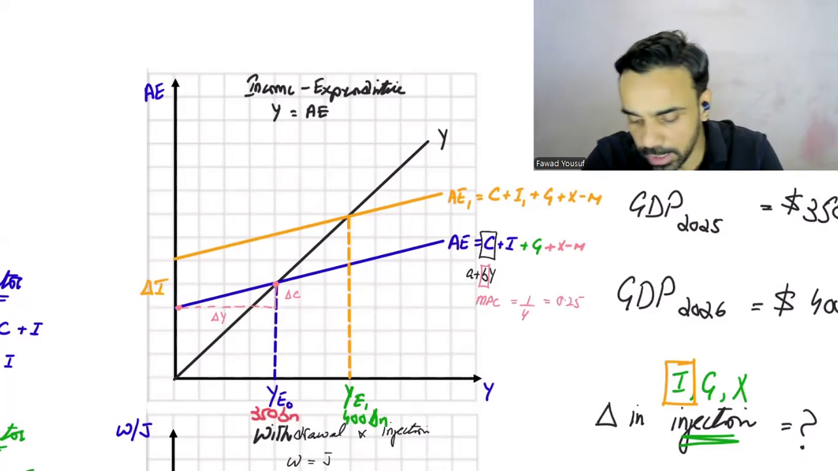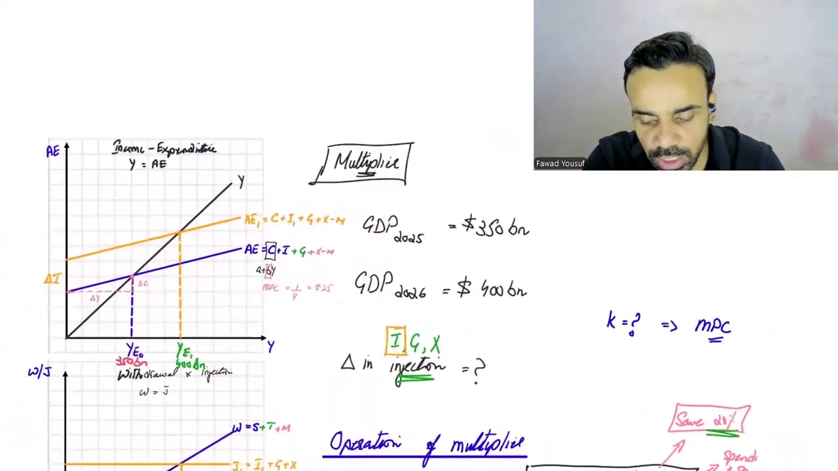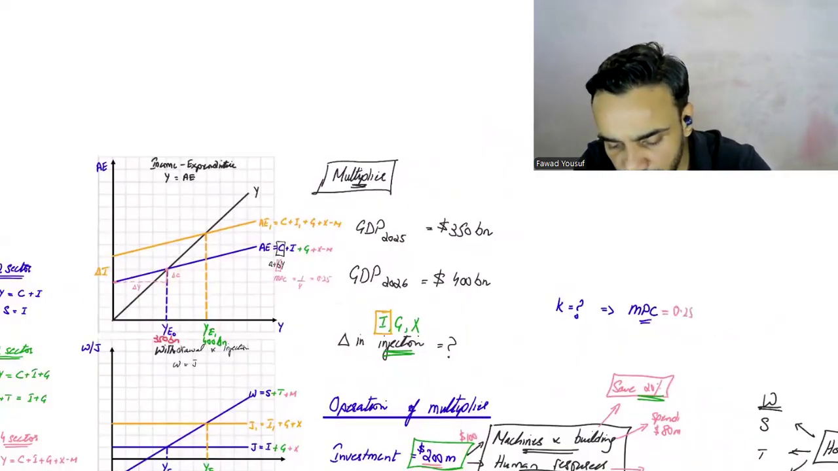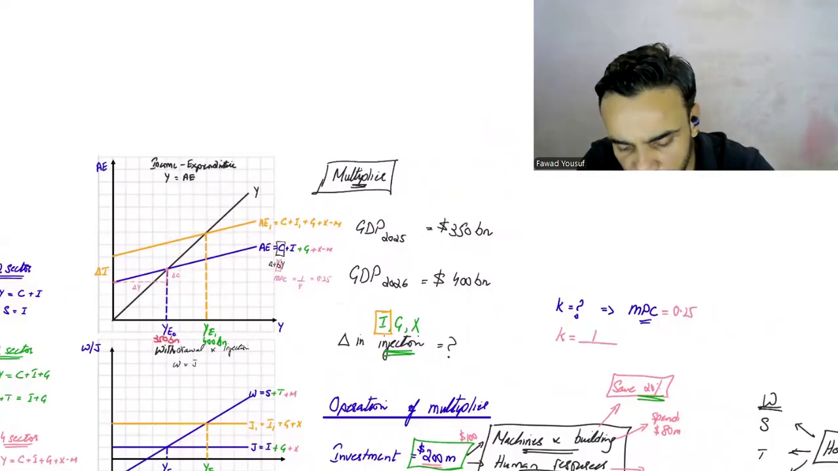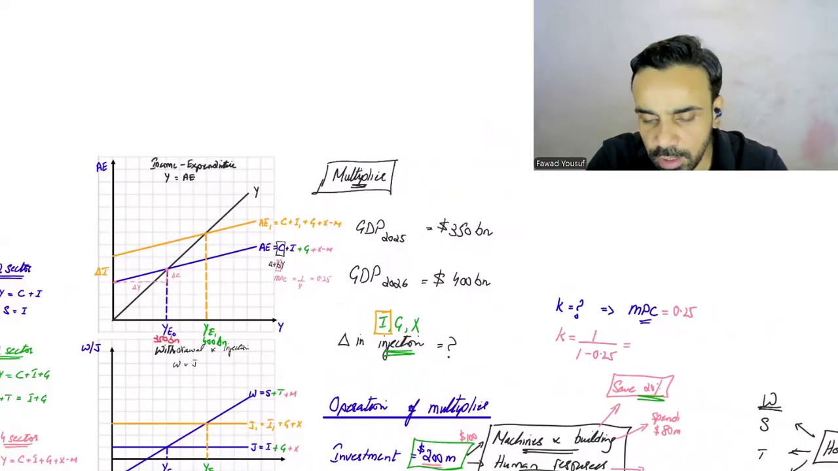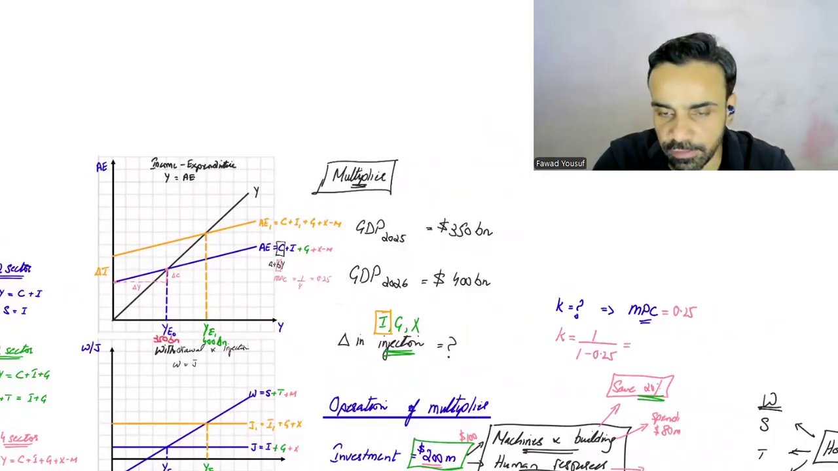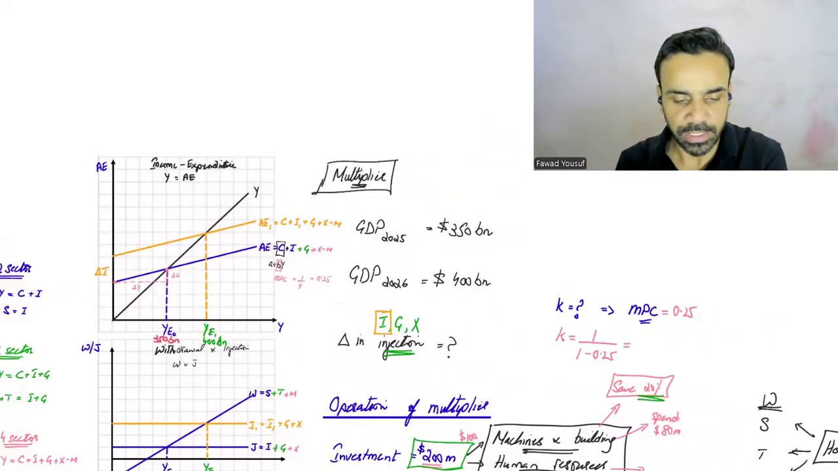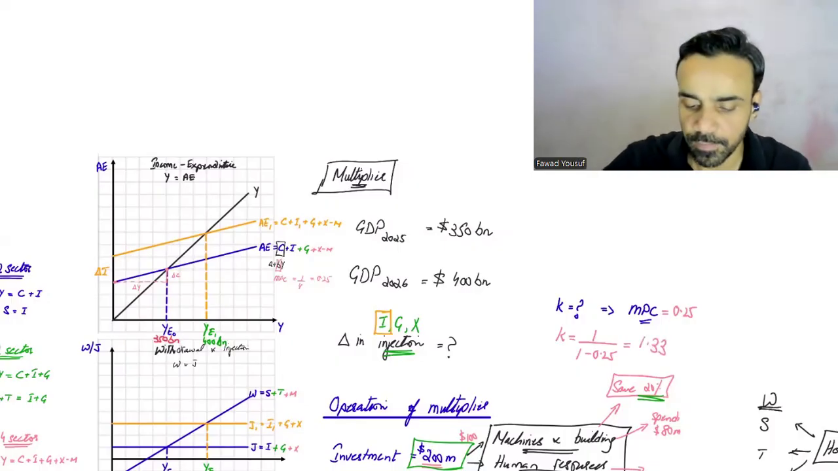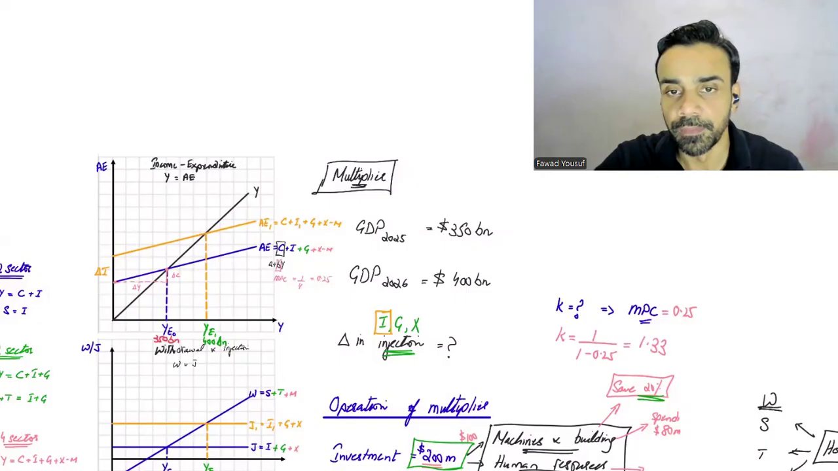अगर मेरे पास एमपीसी आ गया तो मेरे पास मल्टीप्लायर की वैल्यू निकल आई. What is the multiplier's value? Let's do it. MPC is 0.25. So K is equal to 1 divided by 1 minus 0.25, which gives me a multiplier of 1 divided by 0.75. So 1 divided by 0.75 gives me a multiplier of 1.33. Okay? That's the multiplier.